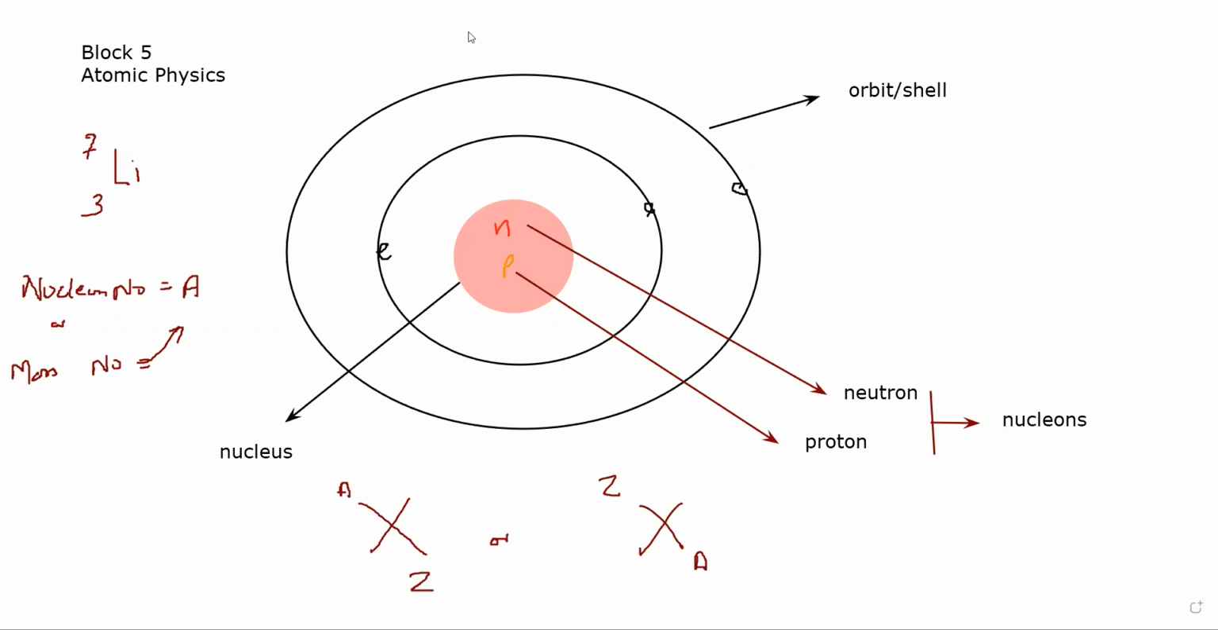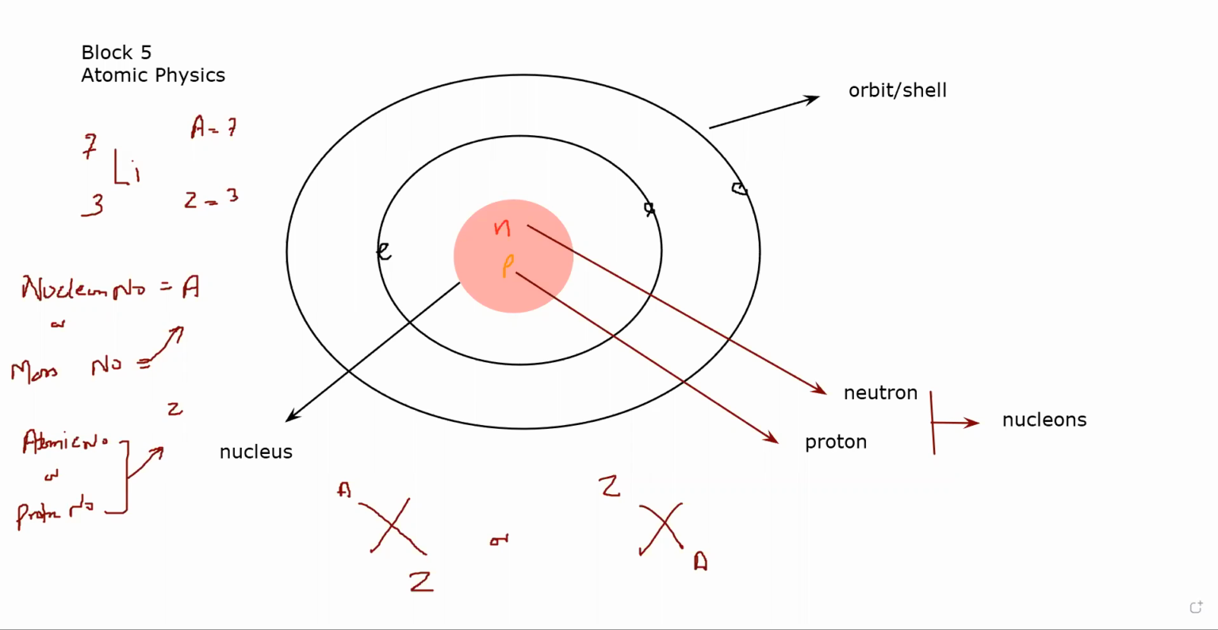And what about Z? A in this example is 7. Z is the atomic number, or we can also say proton number. So what is Z here? Z is equal to 3.